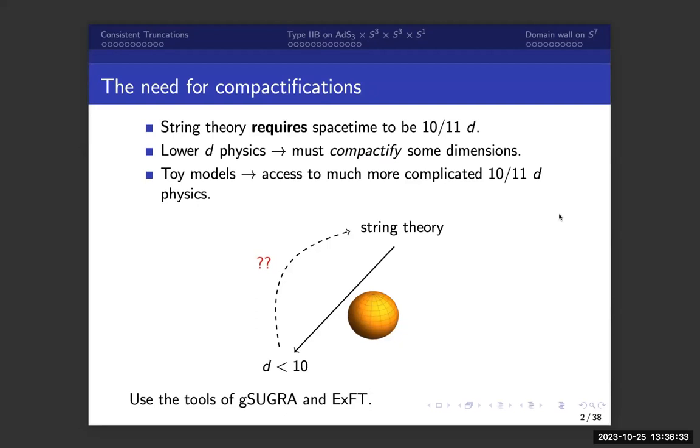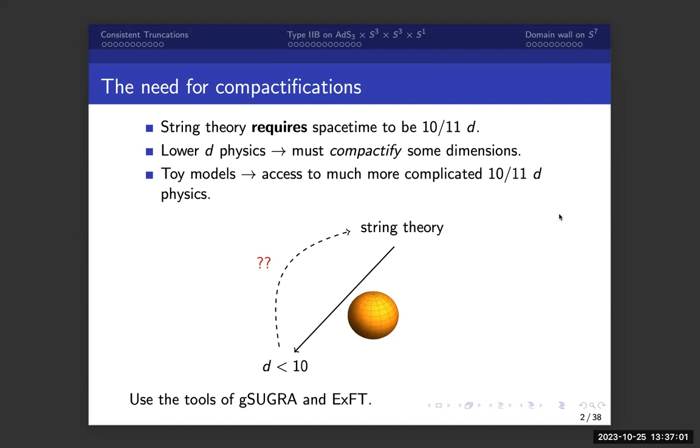Generally, since string theory requires 10 space-time dimensions, the typical question that one wants to address is what to do with the extra dimensions. The problem is they have to be compactified. And the problem to solve is to understand how the geometry of the extra dimensions defines some lower dimensional physics, the physics of a lower dimensional theory that you want to describe.